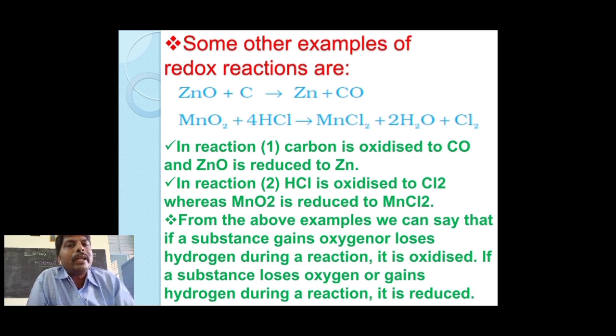MnO2 plus 4HCl gives rise to MnCl2 plus 2H2O plus Cl2. In this reaction, HCl is converted into Cl2. Removal of hydrogen, oxidation. So HCl gives Cl2, that means removal of hydrogen takes place. It undergoes oxidation. MnO2 gives rise to MnCl2. Here removal of oxygen is taking place, so it undergoes reduction. MnO2 undergoes reduction, HCl undergoes oxidation.